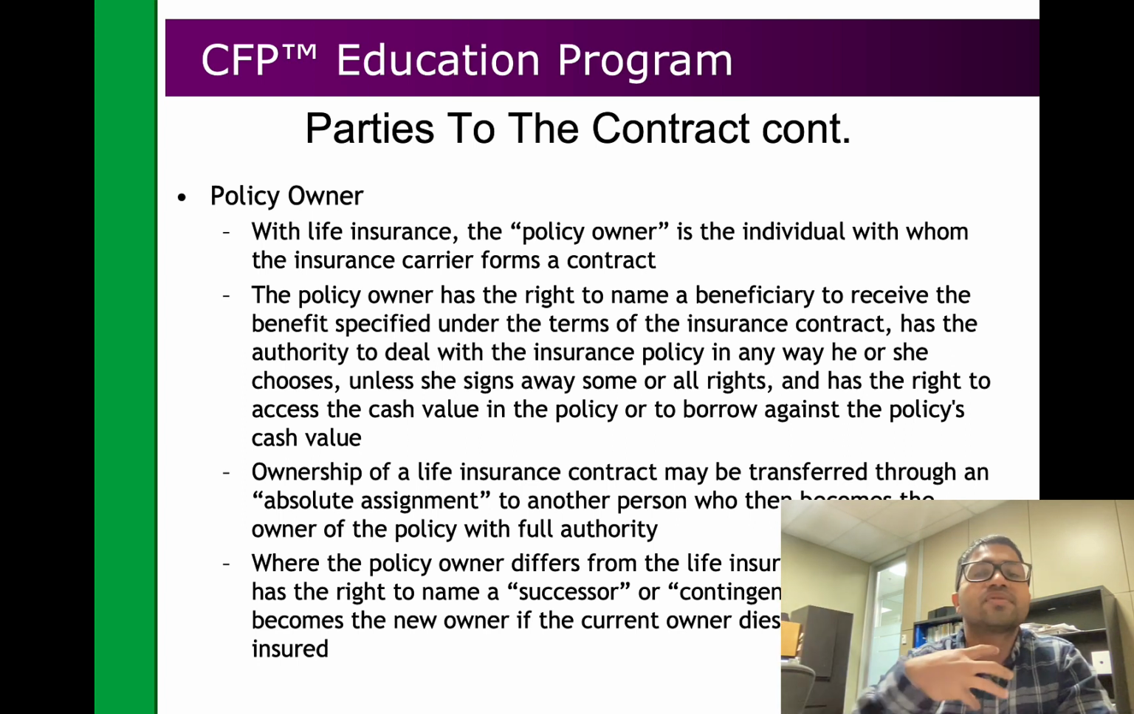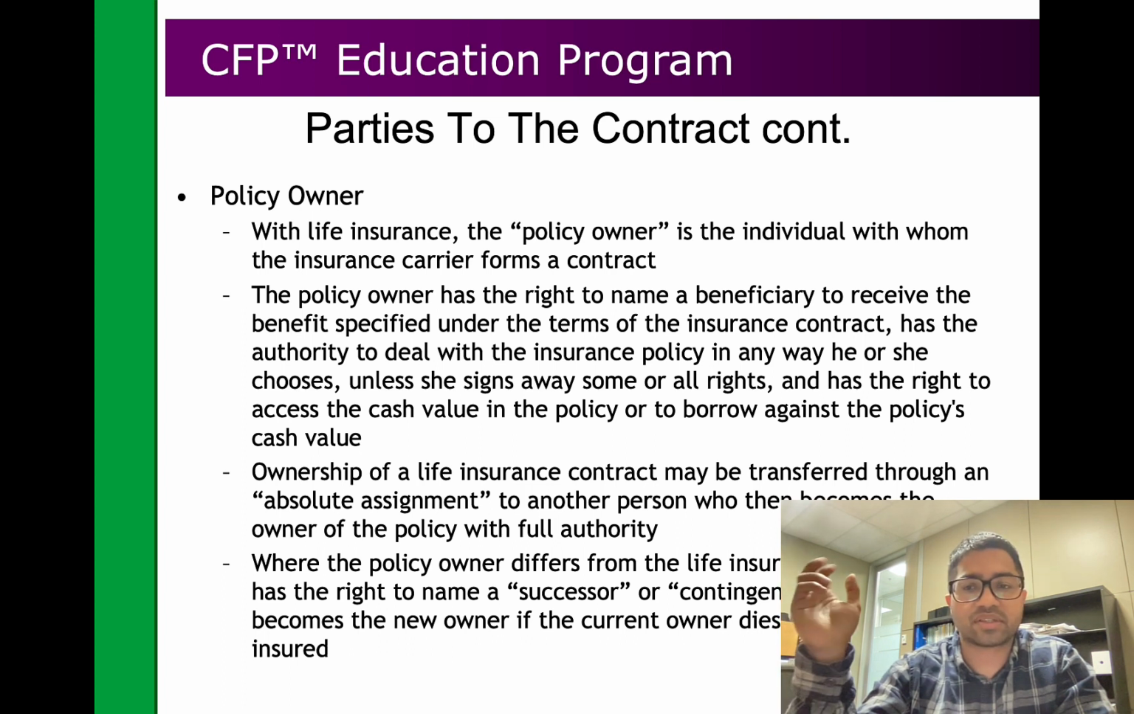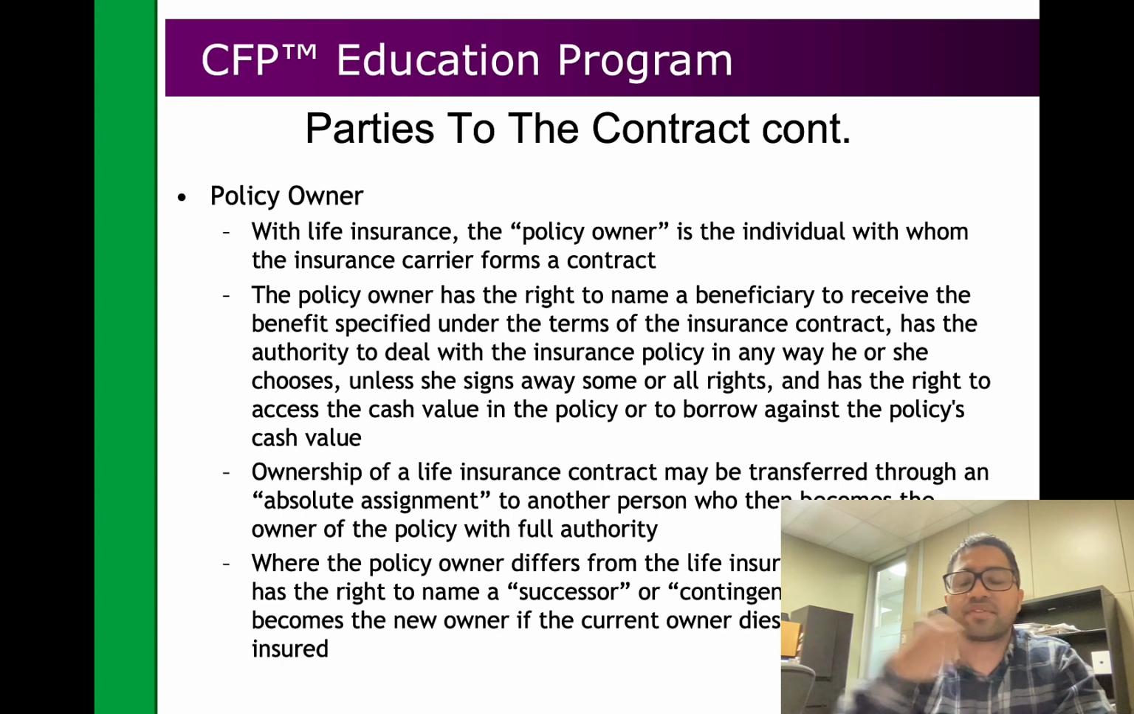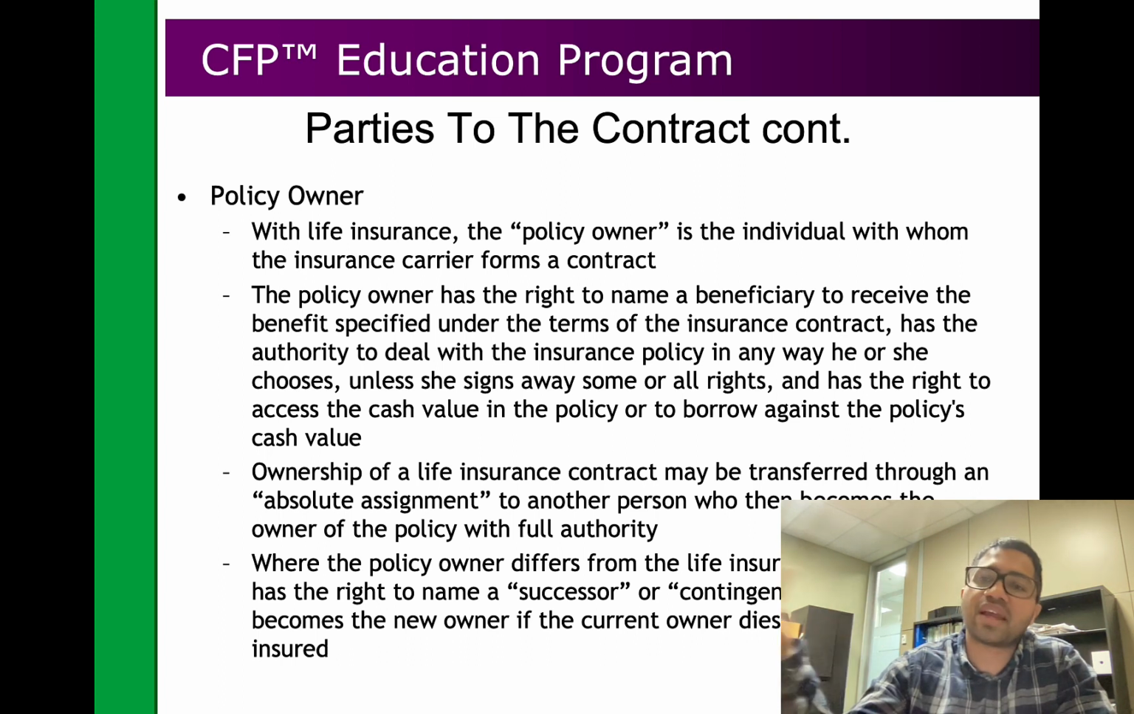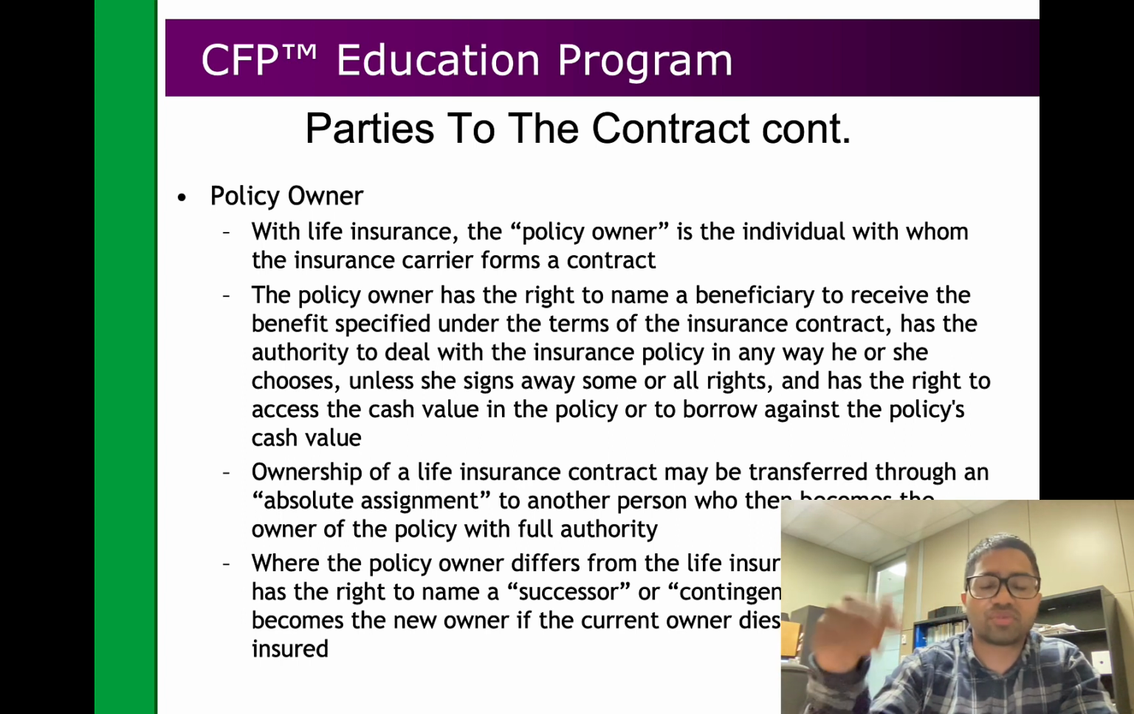Now the problem is, if something happens to me, who will be the policy owner? That's a big question. So I can name my successor. I can say, if something happens to me, my wife is the policy owner. So the rights to change the policy or rights to use the policy as collateral to borrow money will be shifted to my wife.